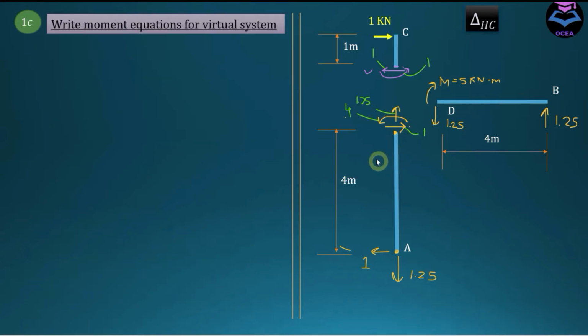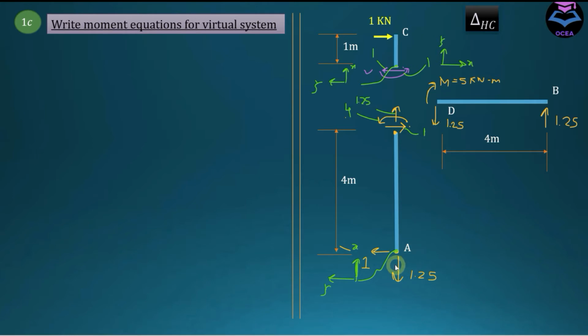After drawing the free body diagram of the frame for this virtual system and calculating internal forces at each end of the member, we are going to write moment equation for this virtual system. So before writing moment equation, let's fix up our local axis for each member. So for this member, I've taken x in vertical direction and y in horizontal. And for this member, I've taken x here and y in this direction. And for this member, let's take x here. X is starting from this point and y going upward as positive.